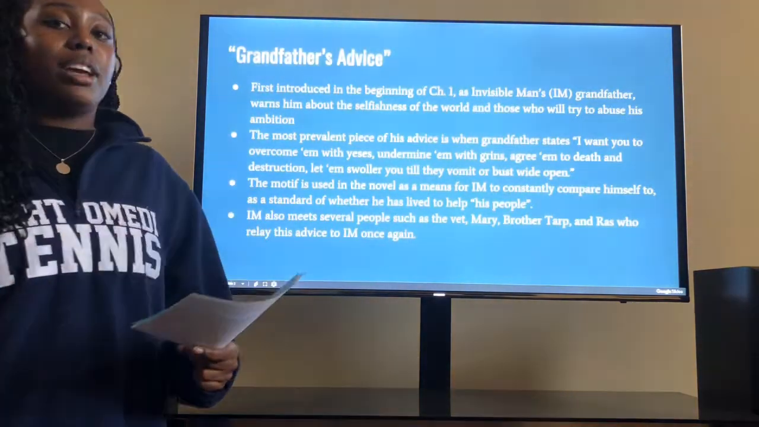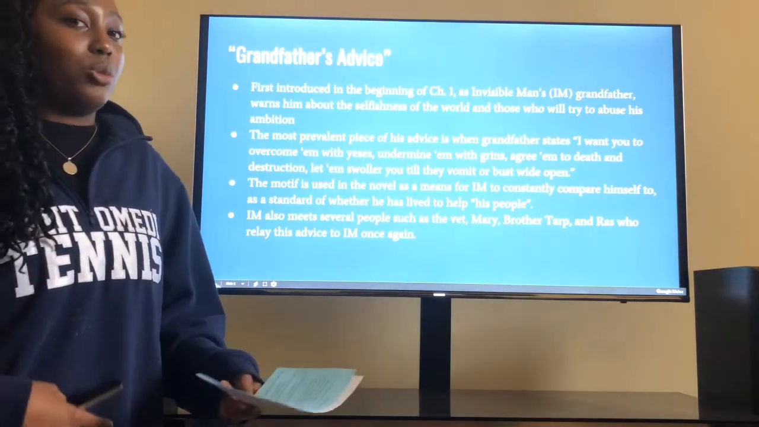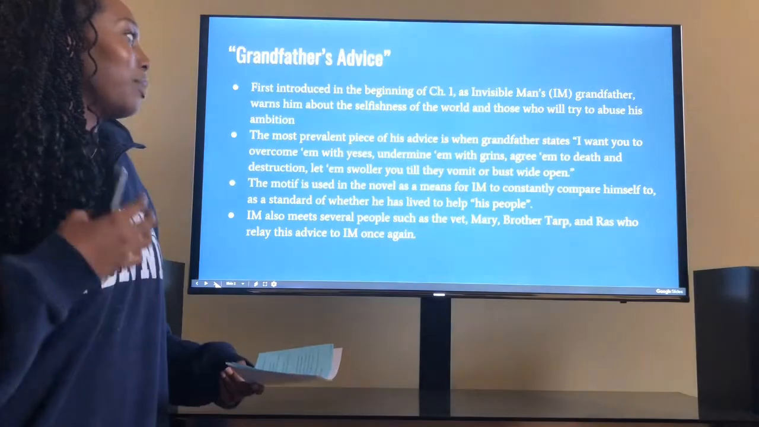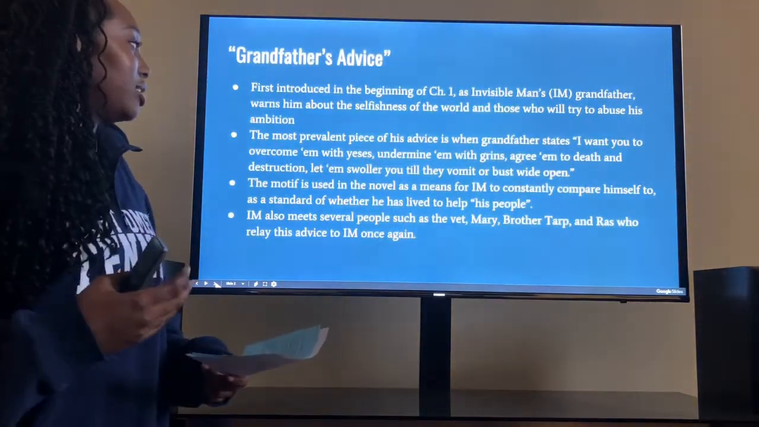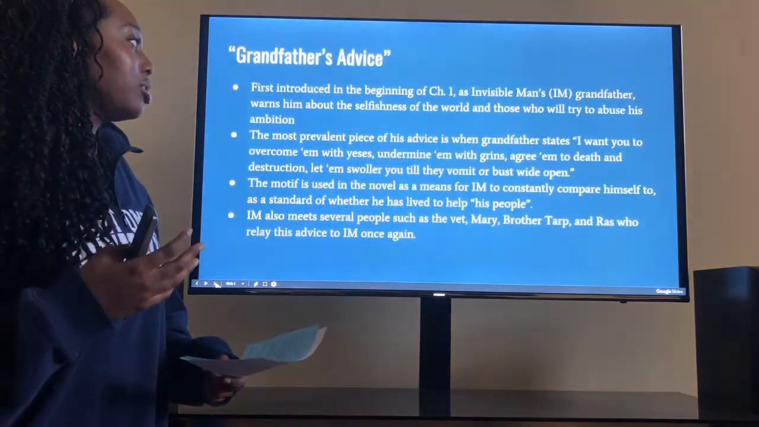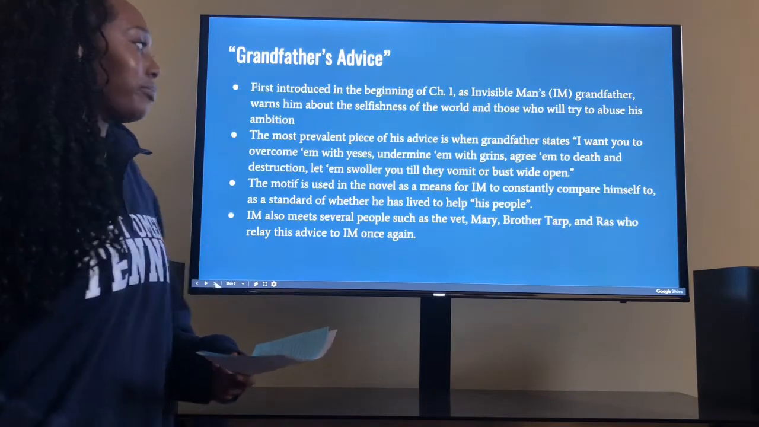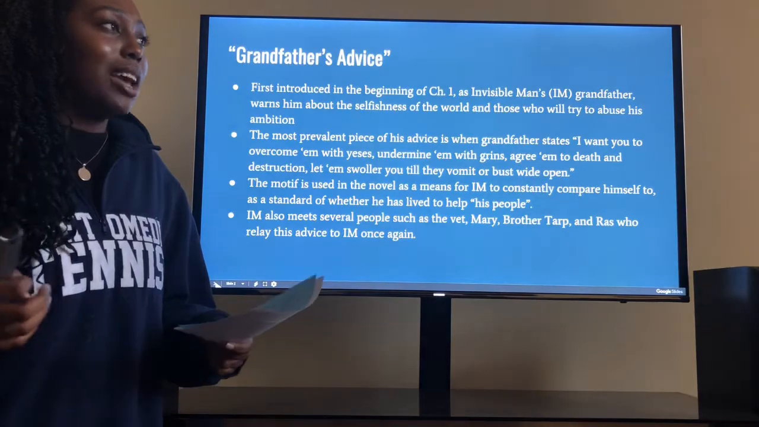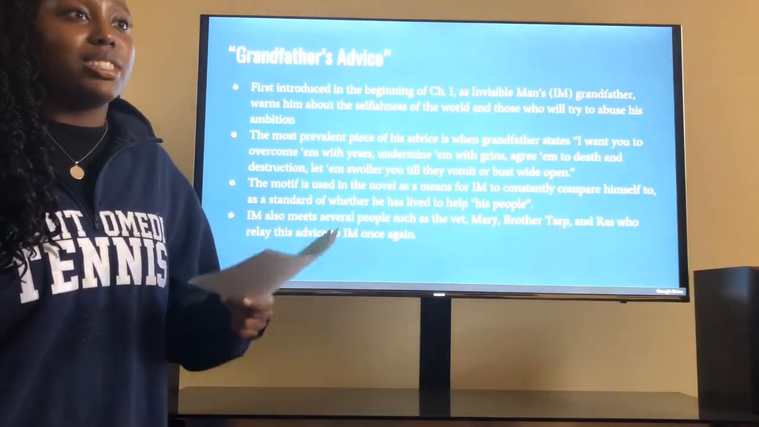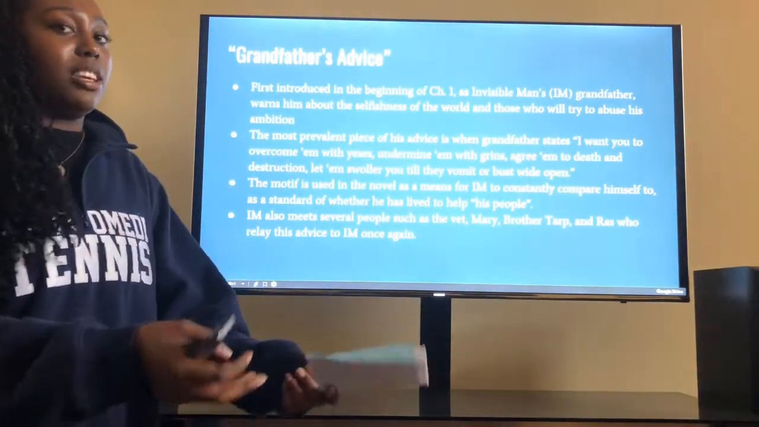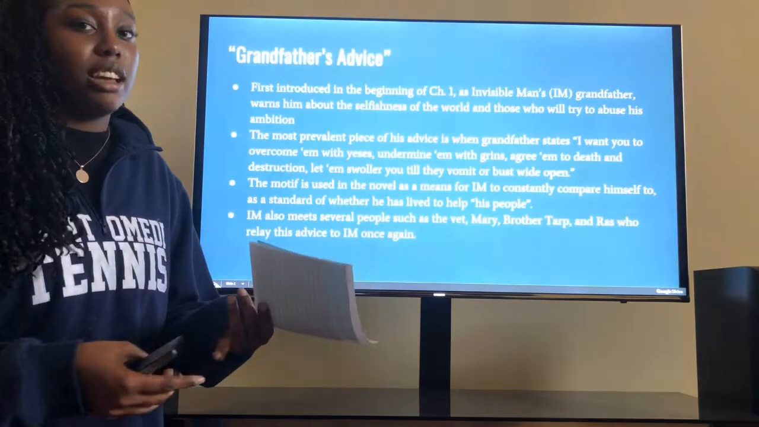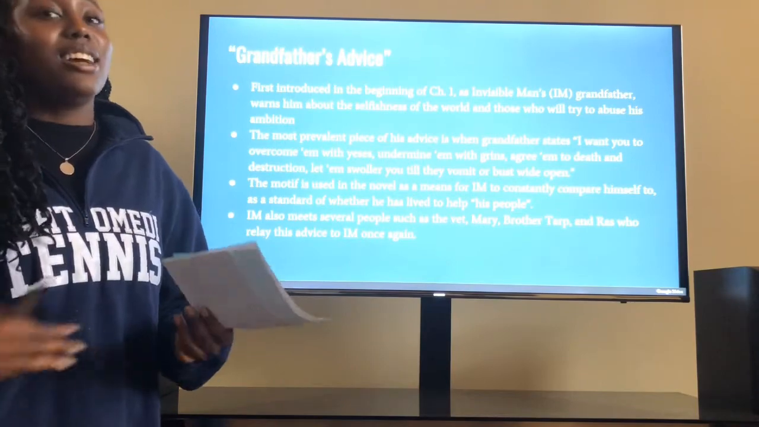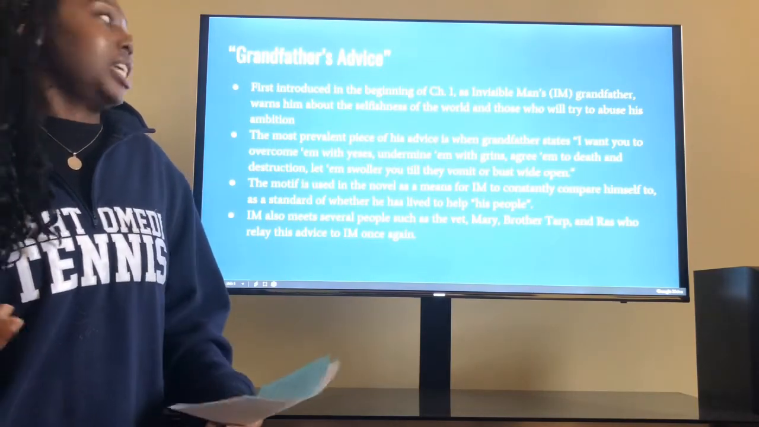The most prevalent piece of his advice is when grandfather states, "I want you to overcome them with yeses, undermine them with grins, agree them to death and destruction, let them swallow you till they vomit or bust wide open." This motif is most widely used throughout the book, as I.M. uses it to compare himself to either achieving his goals of becoming successful, getting revenge, or just knowing, towards the end, what freedom actually means.